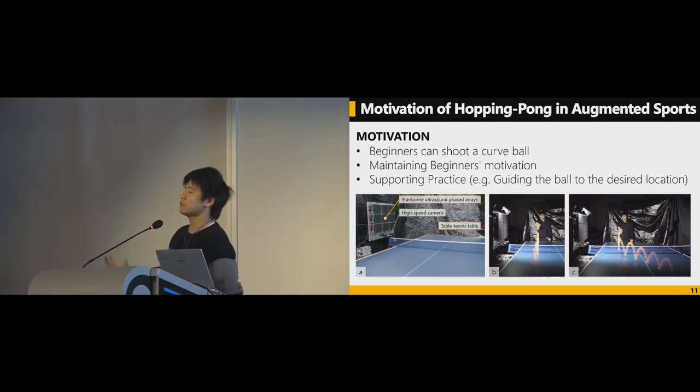Now back to our research, Hopping-Pong. There are three motivations of Hopping-Pong in the augmented sports area. First, beginners can shoot a curve ball. Second is maintaining beginners' motivation. Third is supporting practice. About the third one, for example, Hopping-Pong may guide the ball to the desired location.